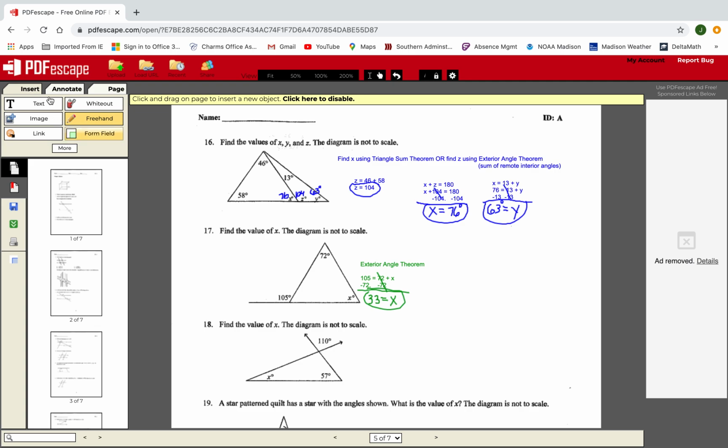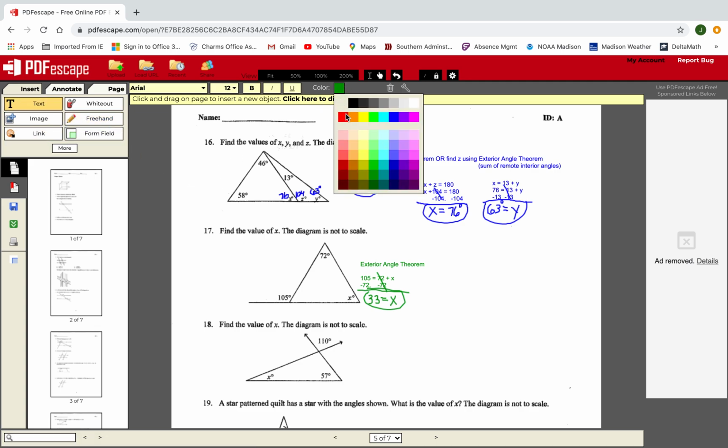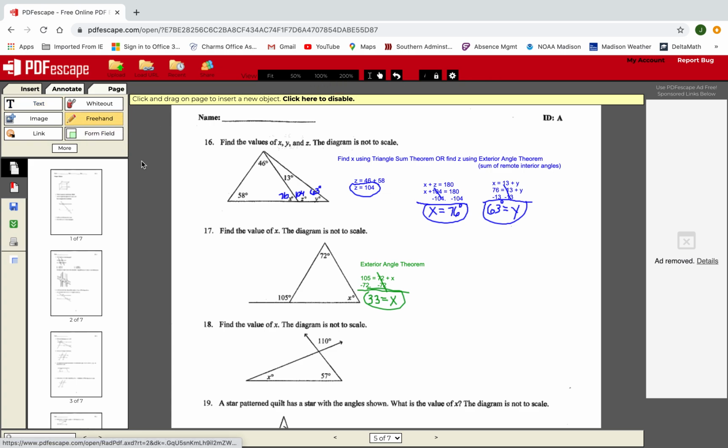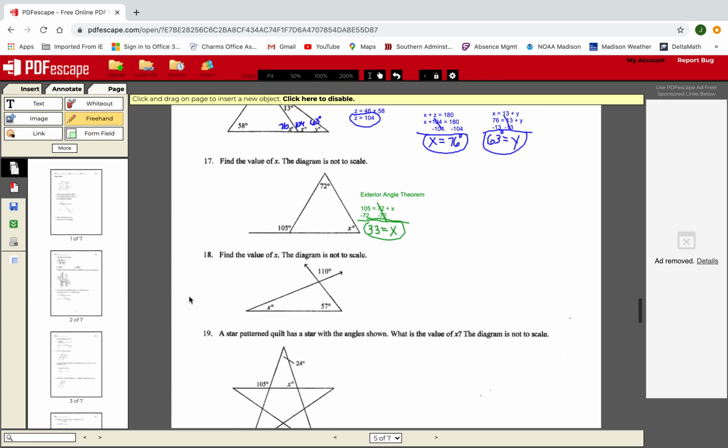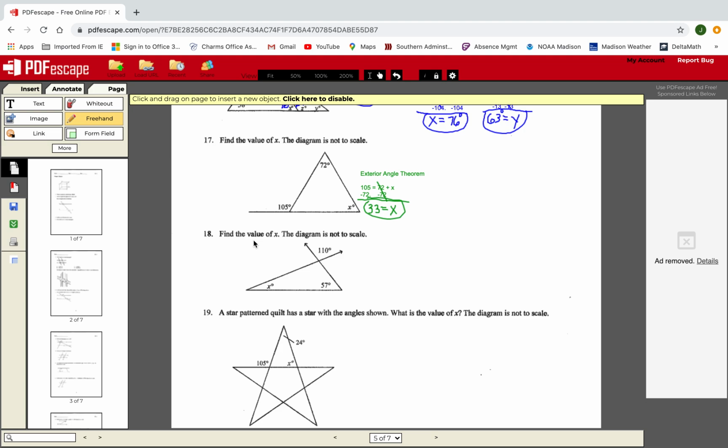Okay, so looking at 18 now. Red's turn. All right, 18 says find the value of x. This diagram is not to scale. Well, that's okay. So it tells us that this angle is 110 degrees. Well, this is not an exterior angle. This would be, and this would be, but if we notice, we have vertical angles here. So let's do that. Vertical angles are always congruent, so this is also going to be 110 degrees.